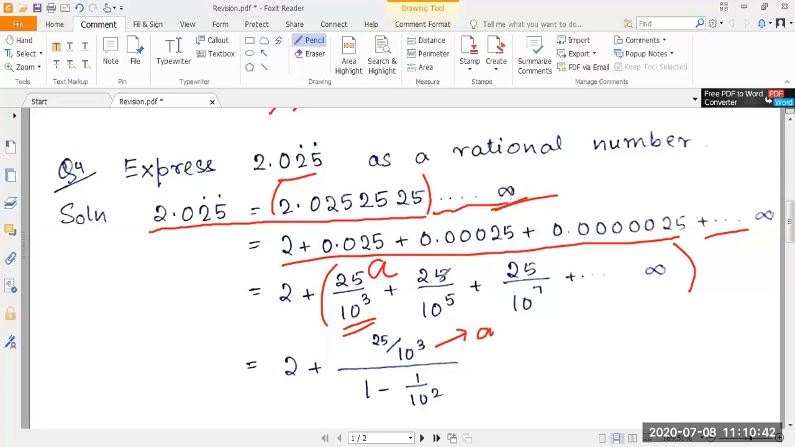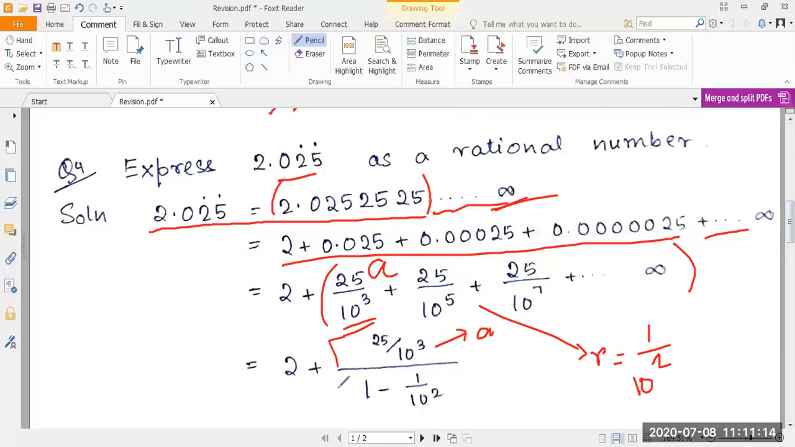So it's A. Next, R, as we know, the easiest way would be the ratio of the second term and the first term. So we have 25 by 10 to the power 5 by 25 by 10 to the power 3. If you do the calculations, we get R equal to 1 by 10 square. So that's the common ratio of the infinite geometric progression. Those are the two values that we have for this infinite geometric progression.